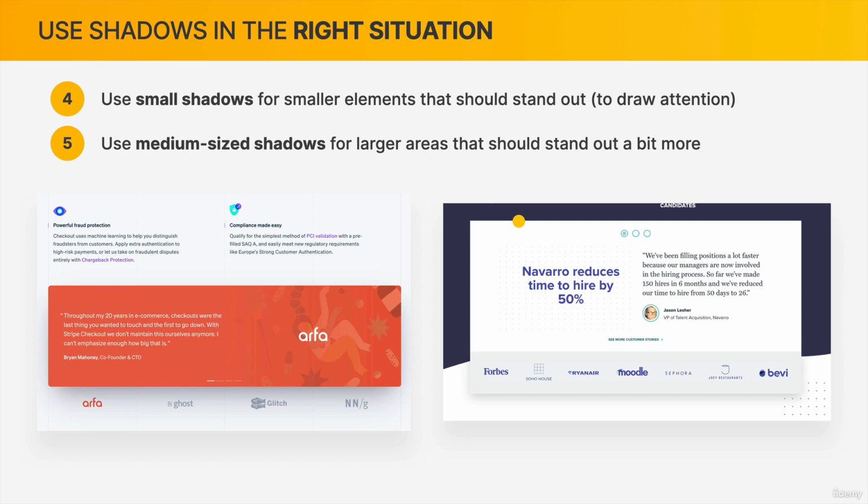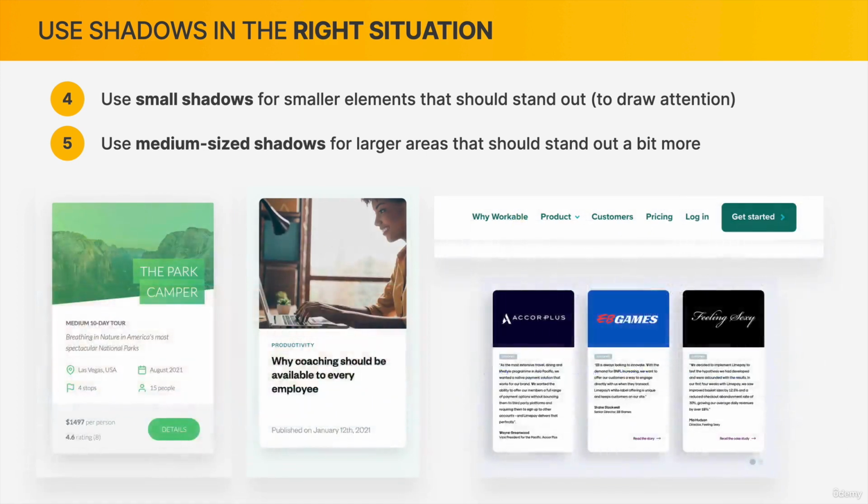Now another common application of medium-sized shadows is to make cards stand out from the rest of the interface. And again, with cards, we mean something like what we see here on the left, which in this case is a product card, which contains the description of a certain product that the user might buy. And we will better define what cards are a little bit later.